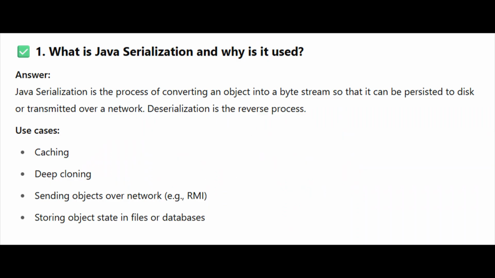1. What is Java serialization and why is it used? Answer. Java serialization is the process of converting an object into a byte stream so that it can be persisted to disk or transmitted over a network. Deserialization is the reverse process. Use cases: caching, deep cloning, sending objects over network, e.g. RMI, storing object state in files or databases.